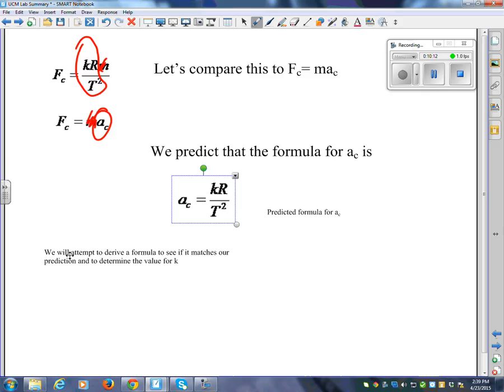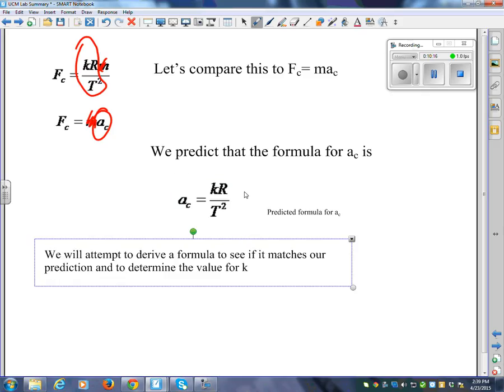We're going to attempt to derive a formula to see if it matches our prediction and to determine the value for K. We're going to end up going towards that without the graphs. We're going to do it from a purely theoretical, what we know about circle standpoint. Do we write that one down? Sure. You write down predicted formula for AC, centripetal acceleration.